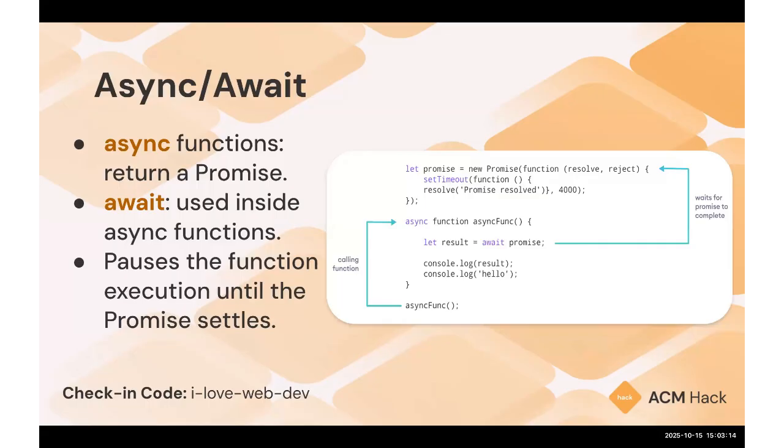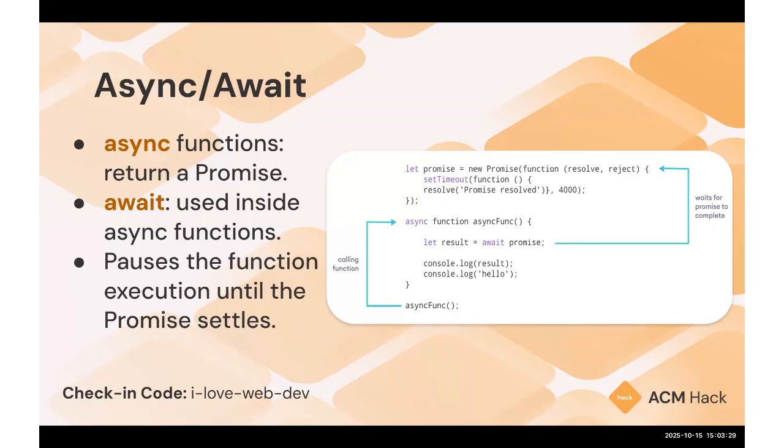Async and await functions are used with promise objects. So async functions are ways to return a promise, and await is a keyword used inside asynchronous functions that lets you wait until the promise is settled or resolved.